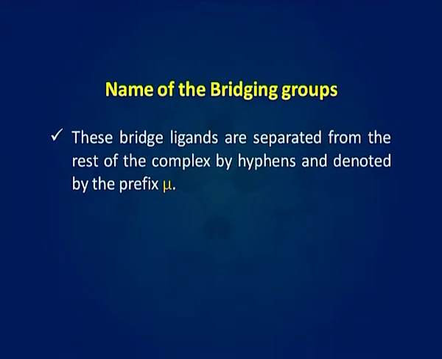Now, we have to discuss the naming of bridging groups. If a complex contains two or more central metal atoms or ions, it is termed a polynuclear complex. In certain polynuclear complexes, ligands may link two metal atoms or ions. Such ligands which link the two metal atoms or ions in polynuclear complexes are termed bridge ligands. These bridge ligands are separated from the rest of the complex by hyphens and denoted by the prefix mu.